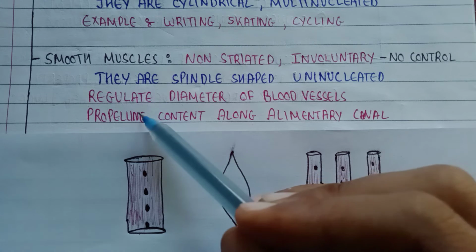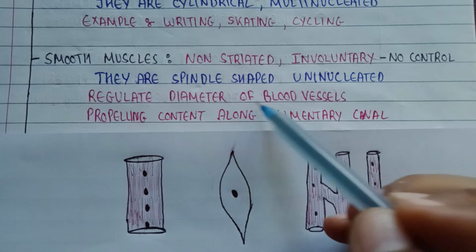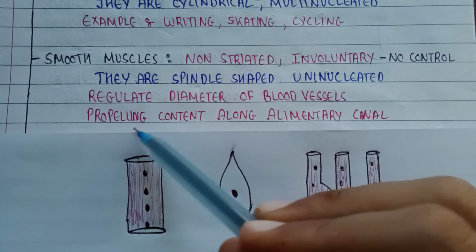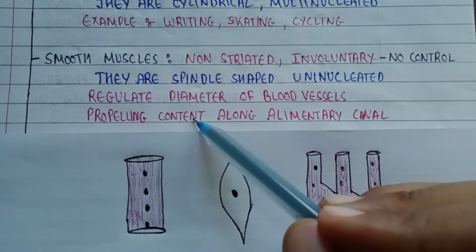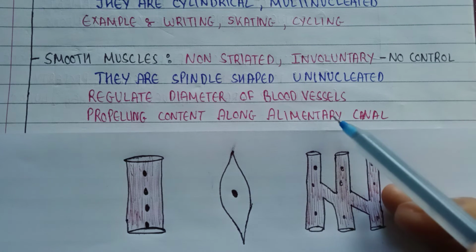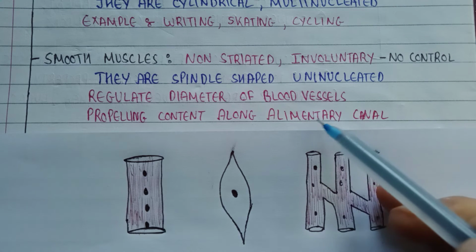Coming to the function, they regulate the diameter of the blood vessels. They are present in the walls of the blood vessels and they regulate the diameter. Second, they help in propelling content along the alimentary canal. They are present in the GIT and have a function in the peristalsis movement.